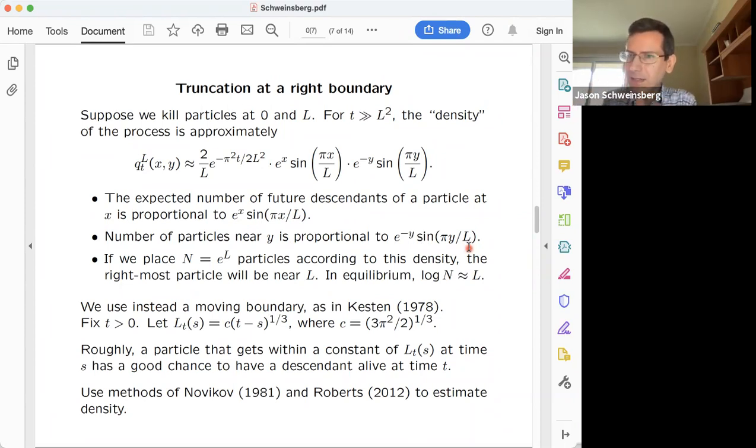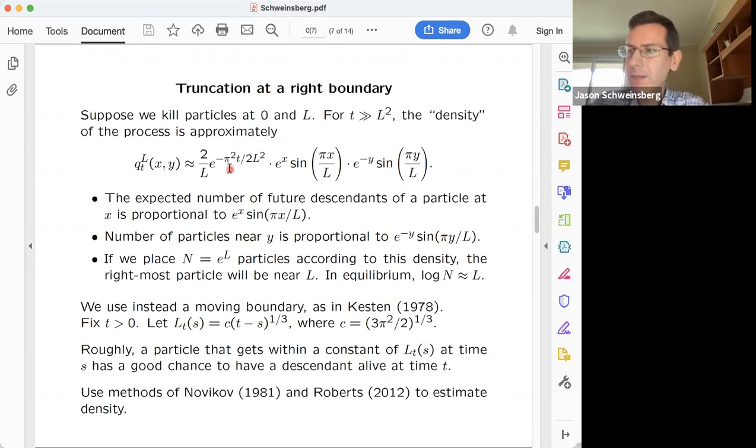So once the process has had time to reach a sort of equilibrium, the particles end up in a configuration in which the density of particles near y is going to be roughly proportional to e to the minus y times the sine of pi y over L. Now, if we put down e to the L particles according to this density, then the rightmost particle will typically end up near L. And so if the particles have settled into an equilibrium configuration, and if the right boundary has been set to be near the location of the rightmost particle, then the log of the number of particles should be approximately the position of the rightmost particle.